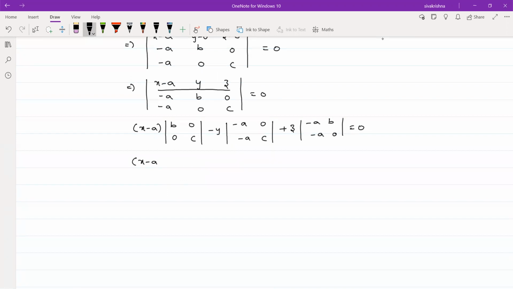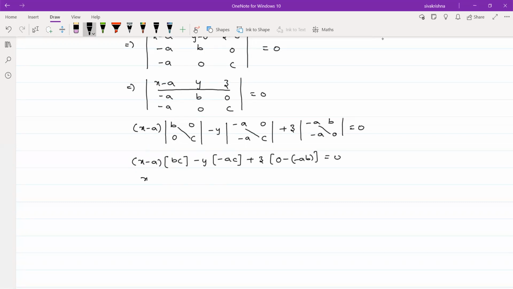Now we have to simplify. So we get x minus a into, the expansion of a 2 by 2 determinant is AD minus BC. So here AD is nothing but bc, and minus BC is nothing but 0, so we write only bc. Once again minus y into, AD is minus a into c, minus ac, and BC is minus a into 0, which is 0, so we write only minus ac. Plus z into AD, which is minus a into 0, which is 0. Once again we write minus BC, BC is minus ab, so I am writing minus of minus ab, is equal to 0.